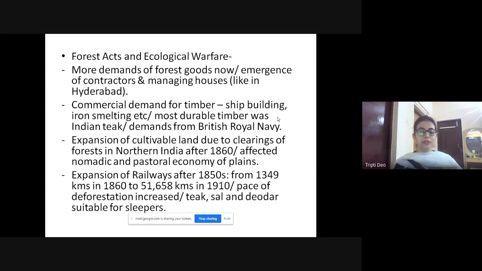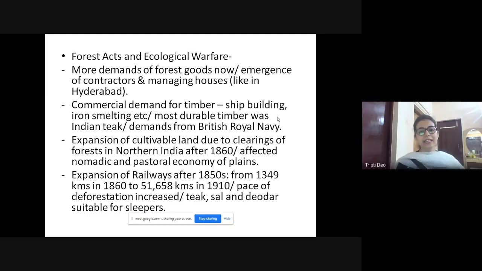More demands for forest goods now. Emergence of contractors and managing houses. With the British coming to India, and like Professor Mishra mentioned, they were trying to manage everything with the profits available from India. The entire British administration was being sponsored by Indian people only. It wasn't that the money or the salaries of these British administrators came from Britain. No, the entire establishment was being paid and sponsored from Indian revenue.